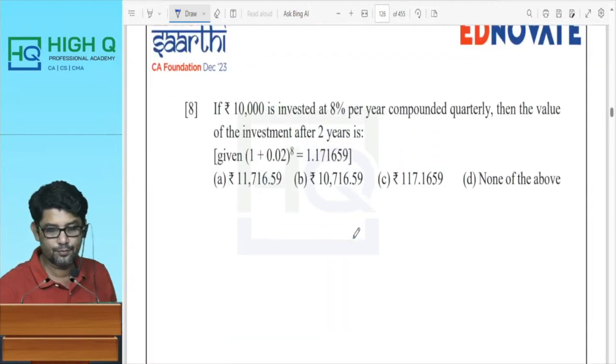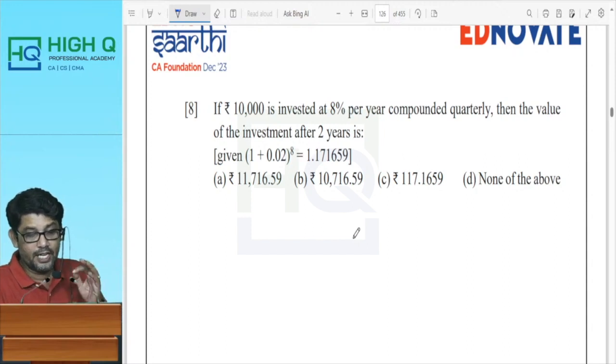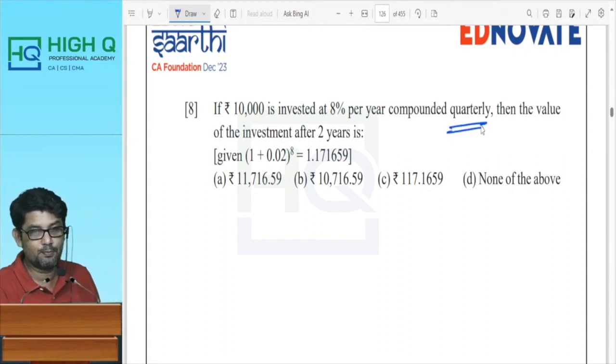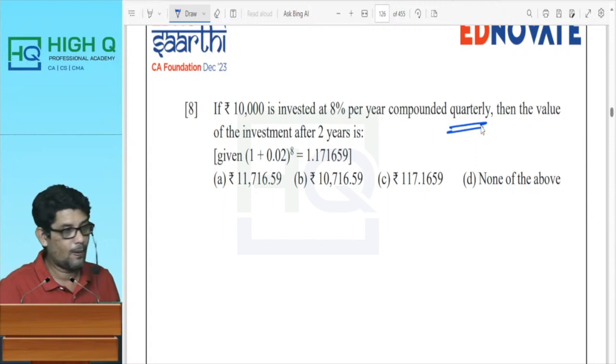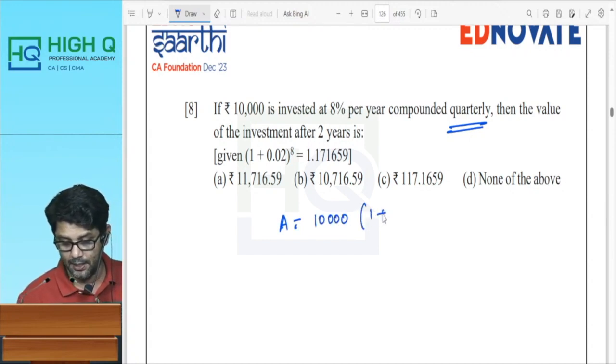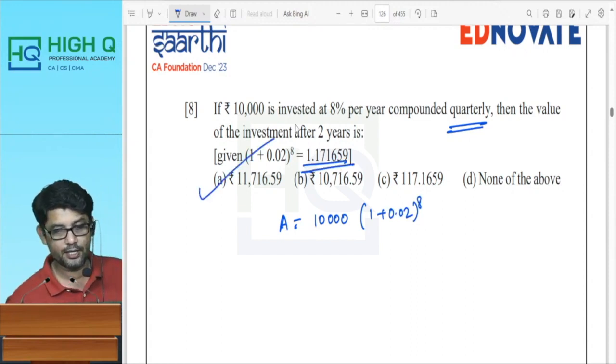Now, next question. If 10,000 rupees invested at 8% per year compounded quarterly, then the value of the investment after 2 years is, listen here, we need to find out amount after 2 years, P into 1 plus 0.02 whole power 8. What is the answer, my dear? I am getting option A.